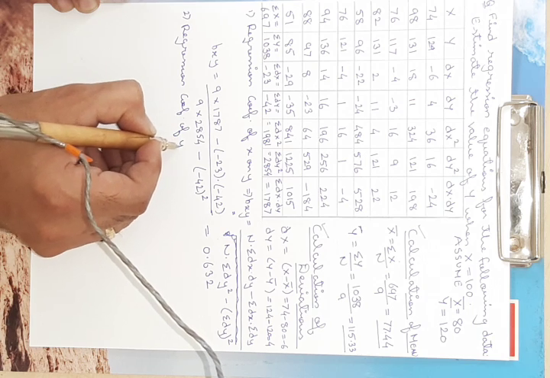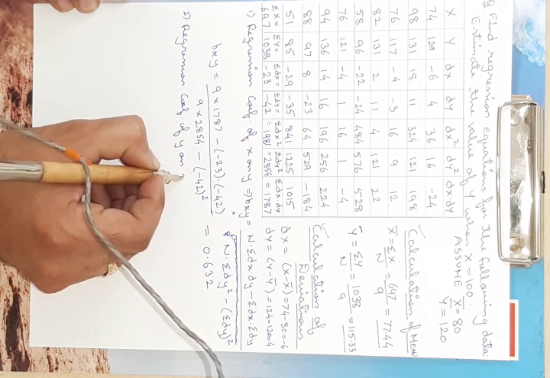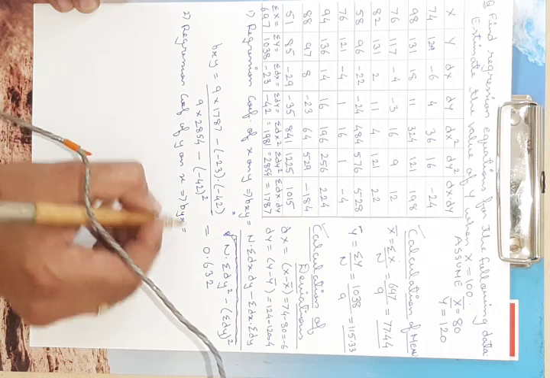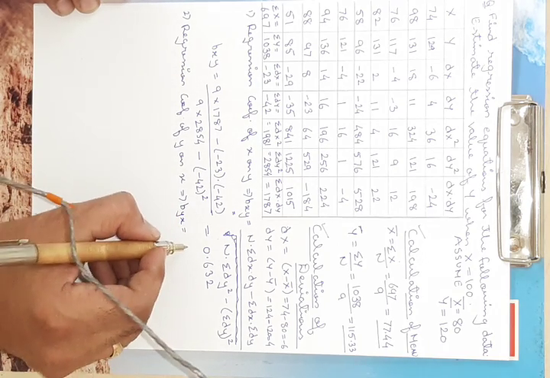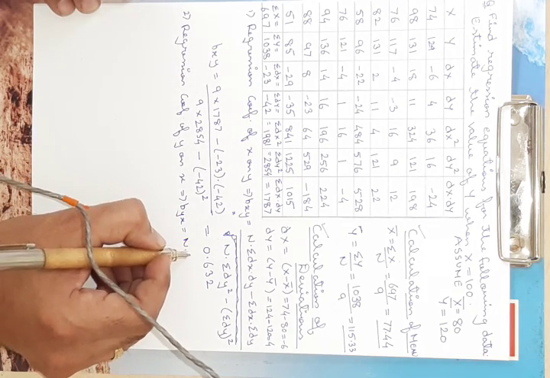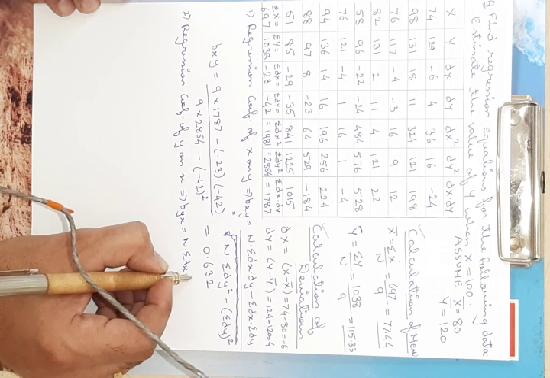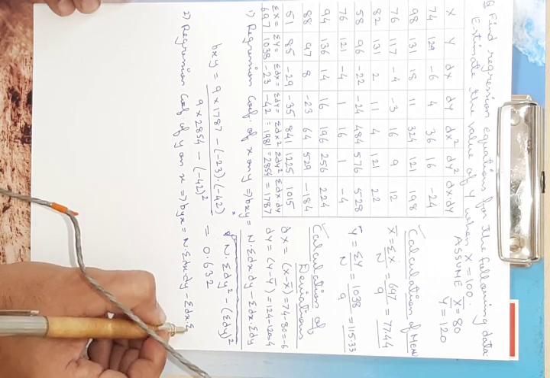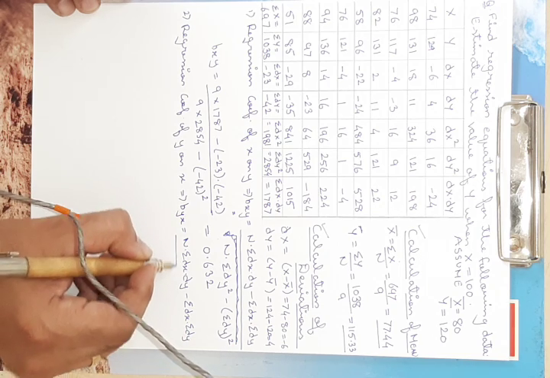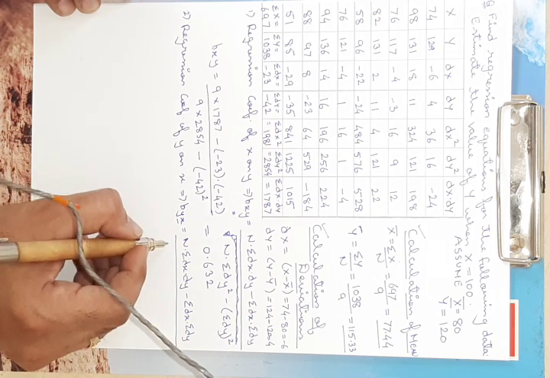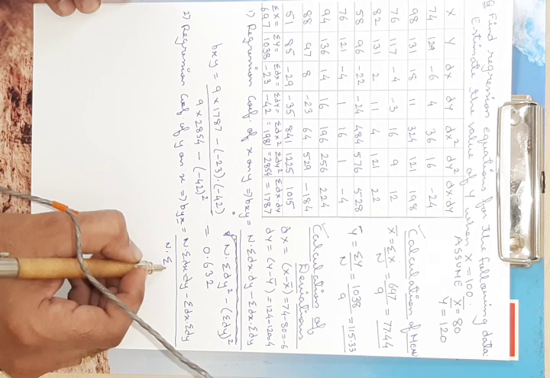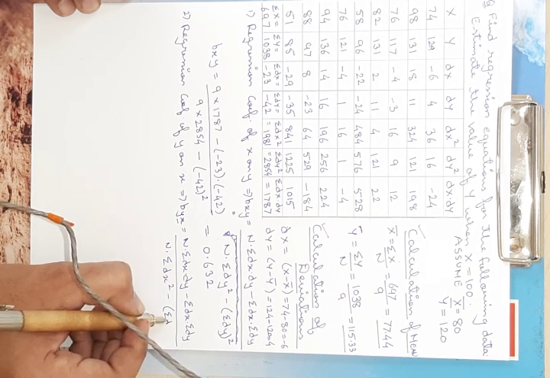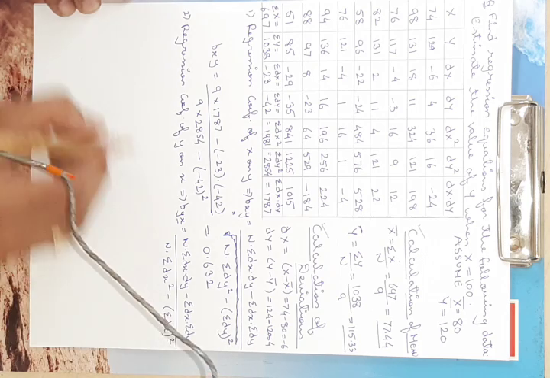Similarly, we need to find out the regression coefficient of y on x, which is given by byx. This is equal to, the formula is n into summation of dx into dy minus summation of dx into summation of dy divided by n into summation of dx square minus into bracket summation of dx bracket square.